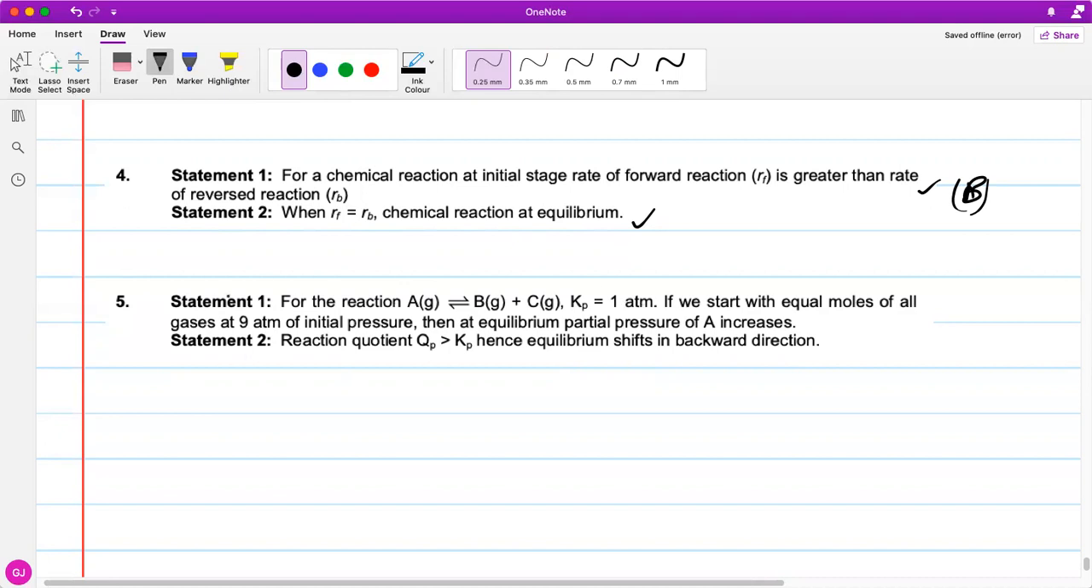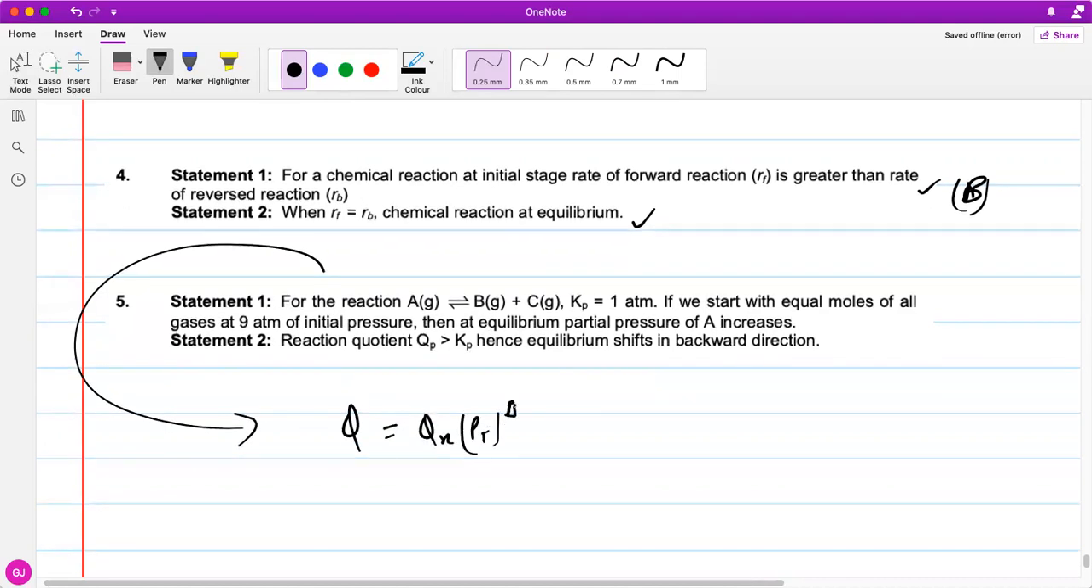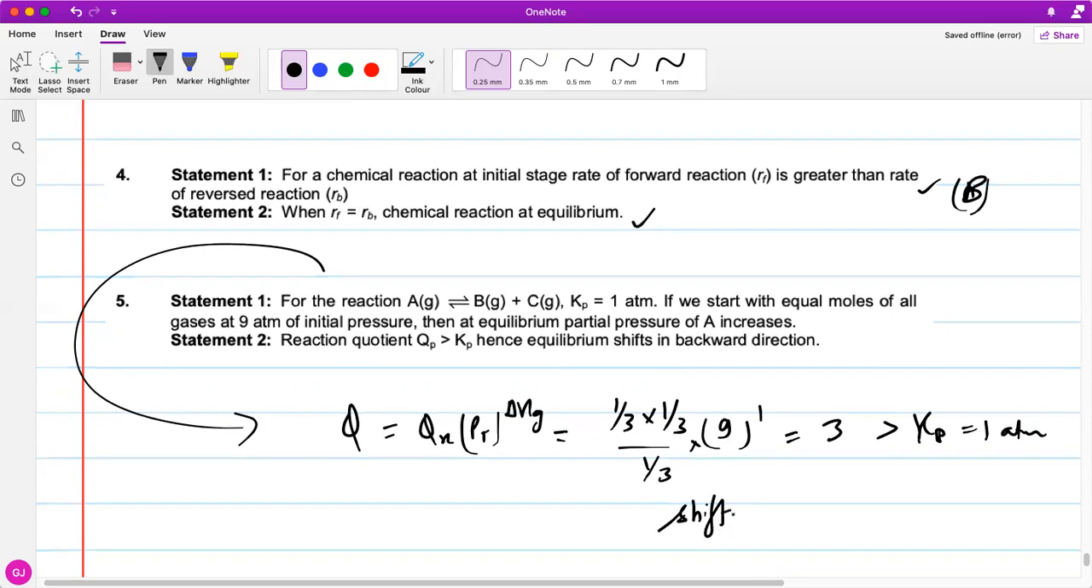So if I, for this reaction, compute Q, it will be equal to Qx into P total raised to the power of delta Ng. So Qx will be, 1/3 into 1/3 upon 1/3, and P total here is 9 and delta Ng value is 1, right? So we get the value of Q as 3, which is certainly greater than K which is 1, right? So the reaction will proceed in the backward direction to attain equilibrium. And if it goes in backward direction, then the pressure of A would increase. So yes, the statement is correct. And if Q is greater than K, then the equilibrium shifts backward direction.